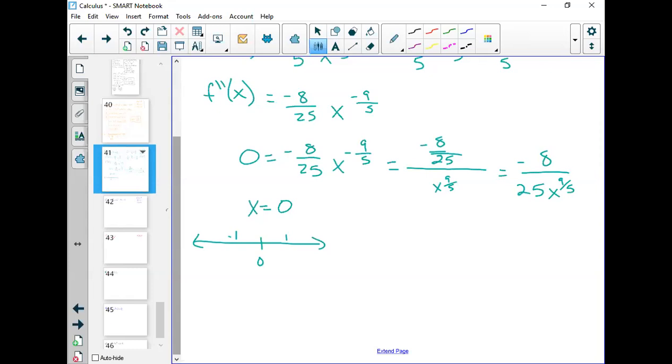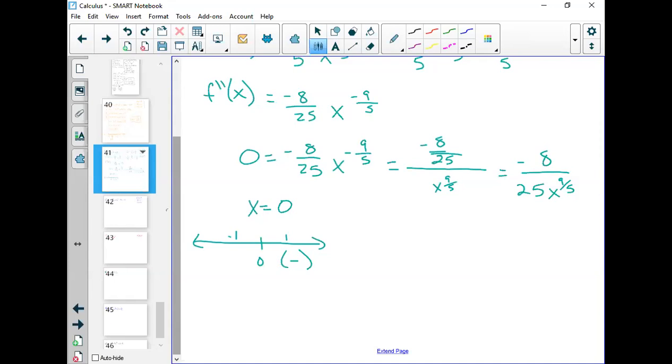So from there, we need to see, is x going to end up being positive or negative? If you put in a positive 1, then it's obviously positive. And then negative 8 over 25 is going to give us a negative number. 1 to the power of anything is just 1. So 25 times 1 is 25. Negative 8 over 25 is negative. Who cares what it is? But now if we plug in a negative 1, what happens here?